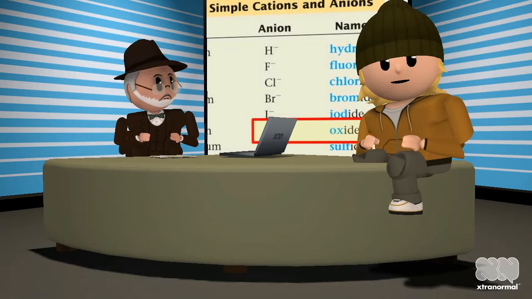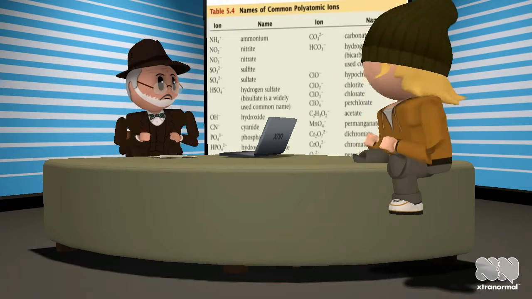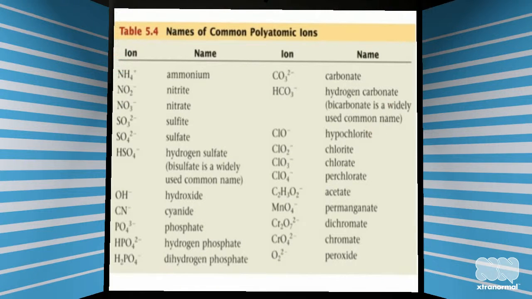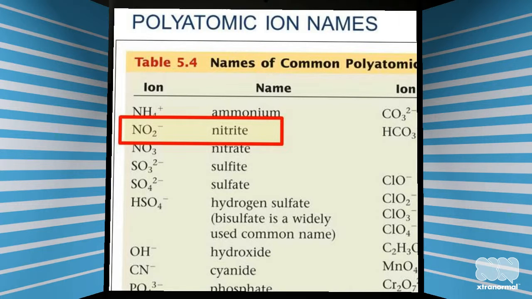What about these complicated ions? I think you called them polyatomic ions. Yes, take a look behind me. Here is a list of many of the polyatomic ions and their names. Look at NO2 with one negative charge, that is called the nitrite ion, and if you combine it with a metal, such as potassium, you end up with potassium nitrite.